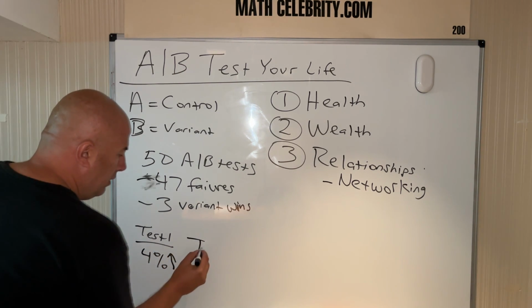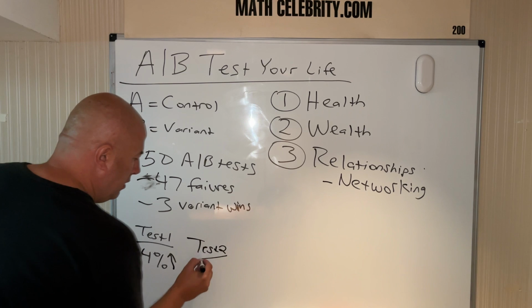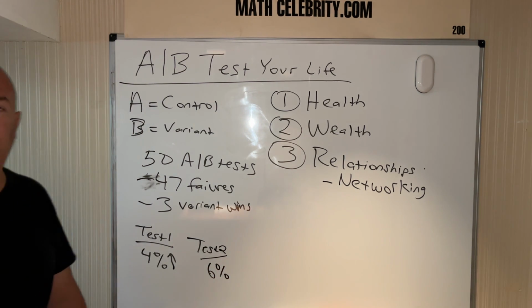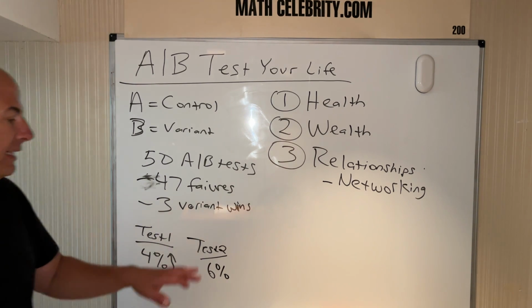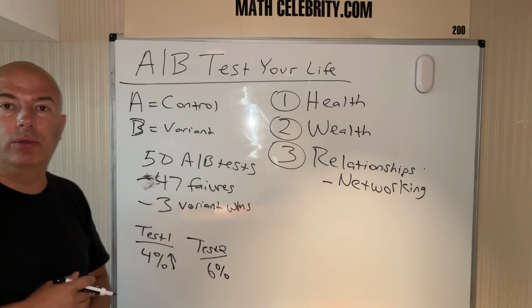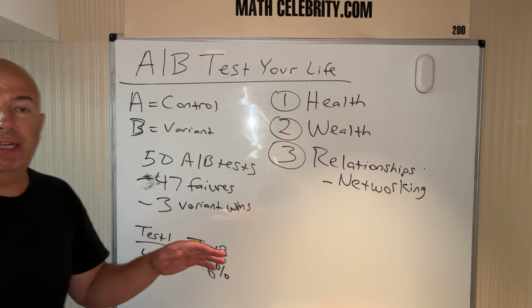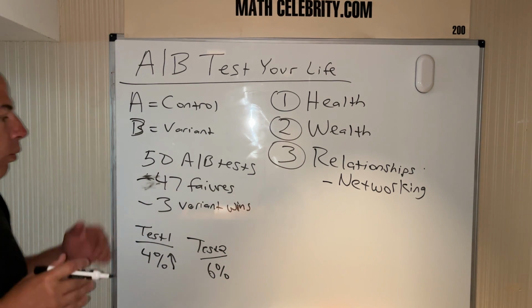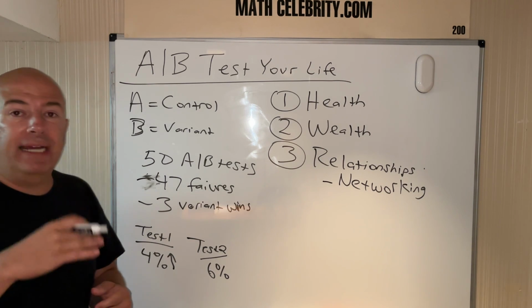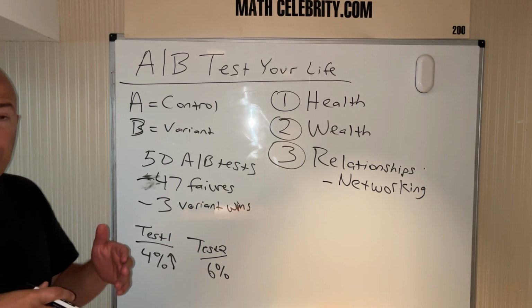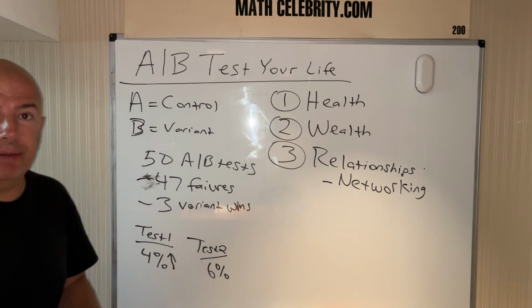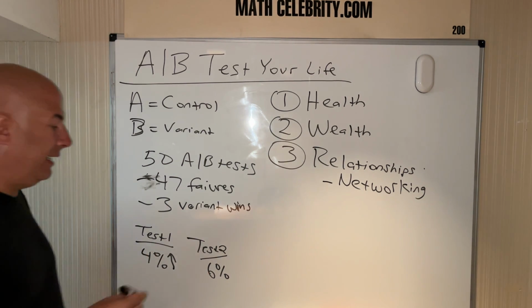Test 2, we got a 6% improvement in networking. So this can be social media contacts. This can be people that actually say yes to you. So let's say you go to networking events and you pass out 100 business cards, and maybe one person responds to you. But then the next time when you do a tweak in your approach or your look or your attitude, you get a 6% gain. So these are the things that I'm getting at.